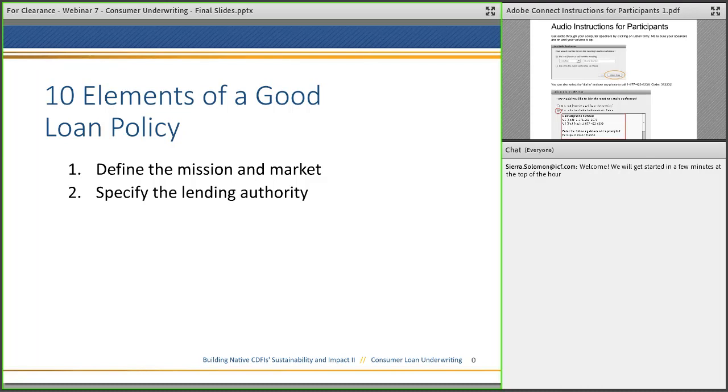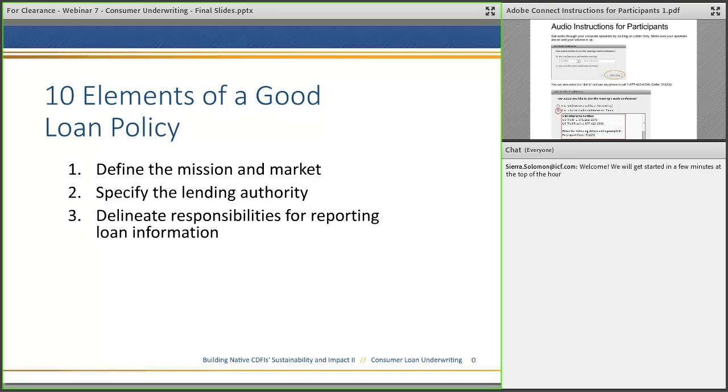And then another thing that should be specified here is when your internal staff, your loan officer or your underwriter, need to go to a higher authority, either the executive director, the board, or the loan committee, for different types of modifications, not only to the loan policy itself when you're underwriting, but perhaps a modification to an actual loan after it's already in existence.